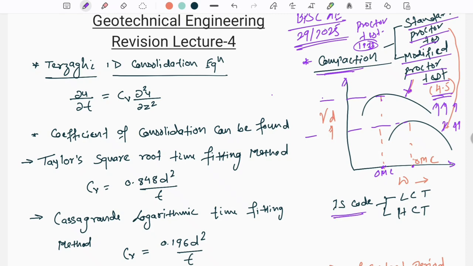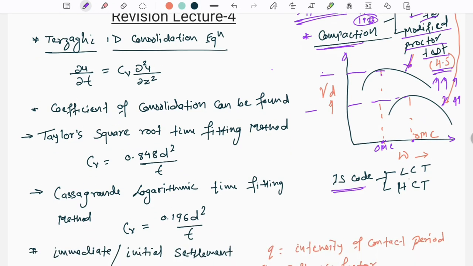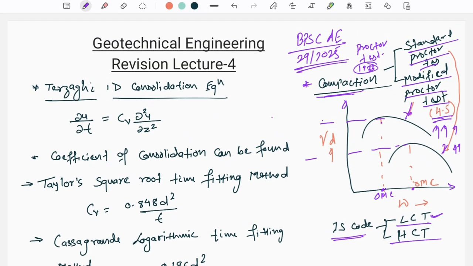The IS code also classifies the light compaction test and heavy compaction test. Here is also the same difference. In the light compaction test the weight of the hammer is 2.9 kg, and in heavy compaction 4.6 kg, meaning the weight of the hammer is increased, the height of fall is increased in heavy compaction, and the number of layers is increased. So this is for compaction.